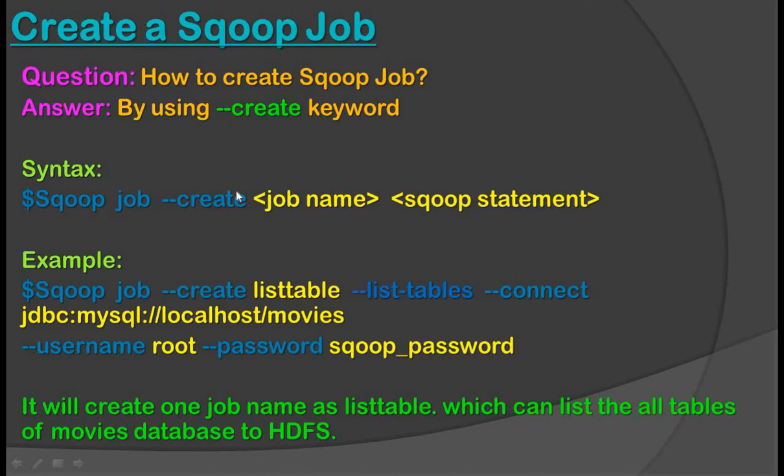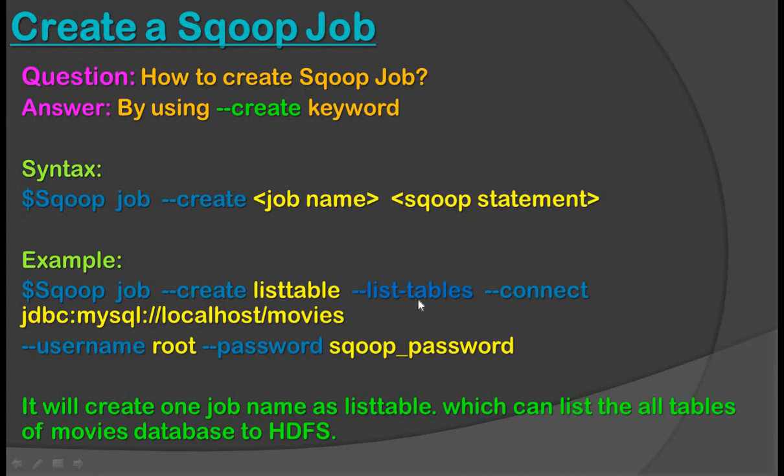So this is the syntax. By using this syntax we can create a job. The syntax is sqoop space job space double hyphen create. These things are always fixed. You do not need to change the parts which I mention in a different color. After writing sqoop space job space double hyphen create space, you need to mention your job name and your Sqoop statement. So this is the syntax, and now we are going to see the example.